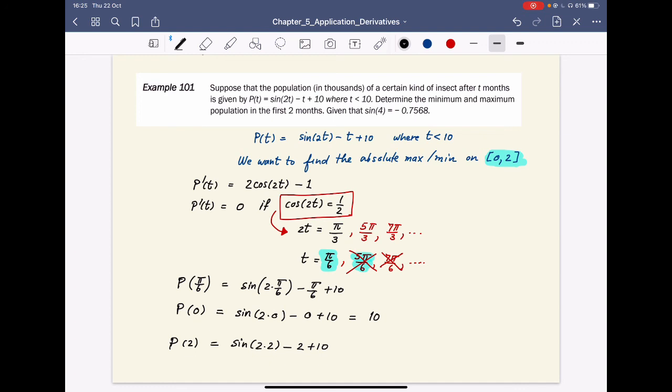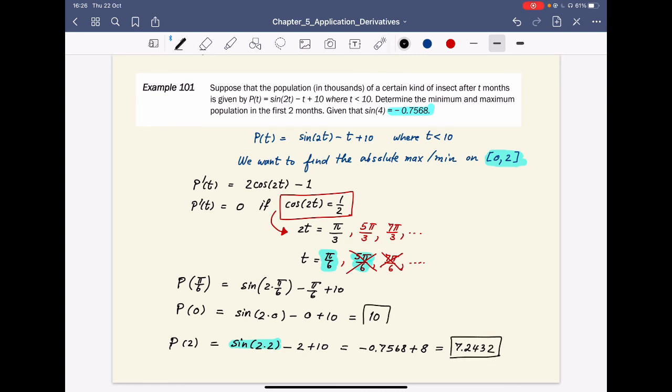So p of 2, we have sine of 4, which is given as negative 0.7568, and then plus 8. All right, that is not hard to compute. So it's going to be 8 minus 0.7568, which is 7.2432.